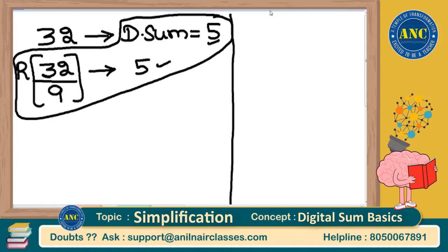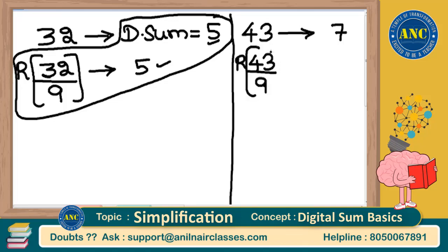Suppose another example, you have a number, for example 43. The digital sum of 43 is 4 plus 3, 7. The same 43 I will take, divide it by 9, and find the remainder. Remainder when 43 is divided by 9: 9 into 4 is 36, the remainder is another 7. These both are absolutely the same.